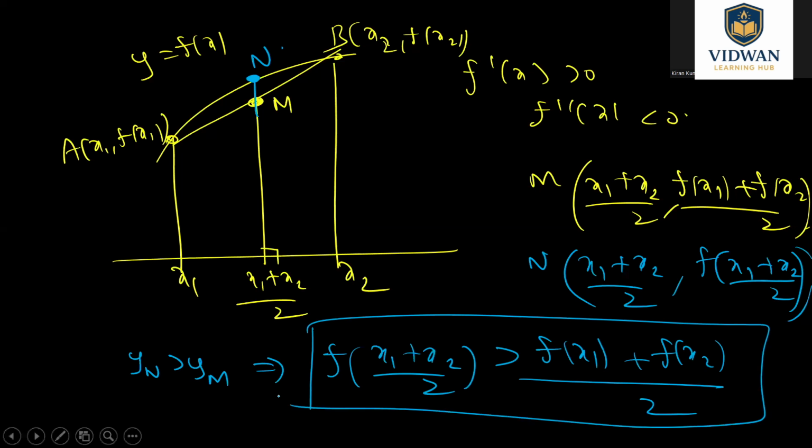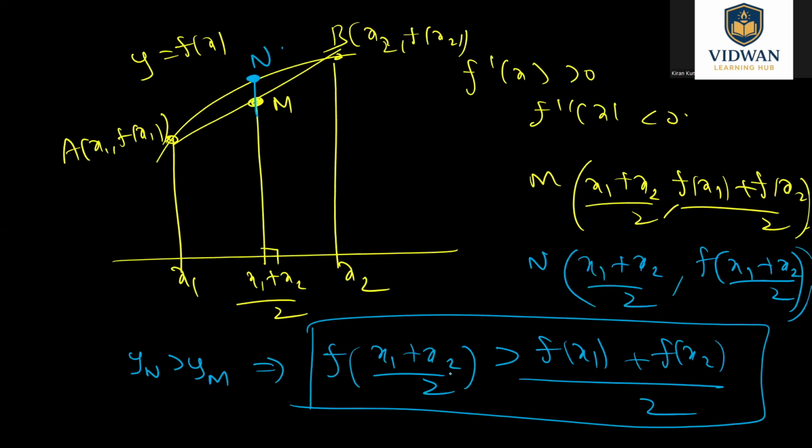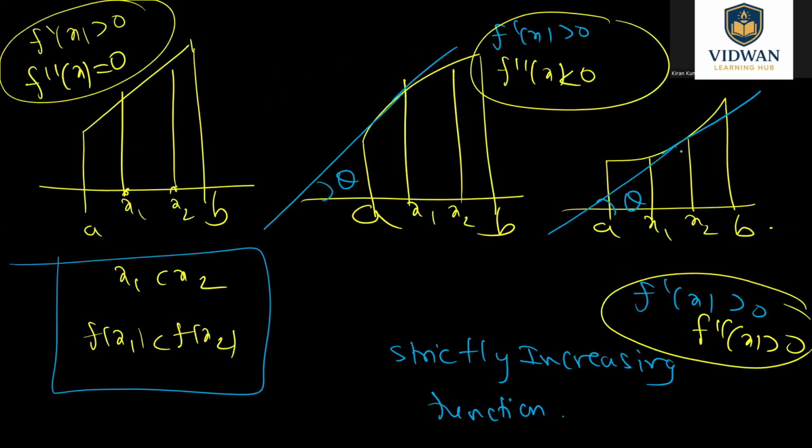So this you can note. I could have taken the third case also. I just took the second case as an example. For the third case also, we can take a similar example, but the inequality will reverse in that case. Because here n is above m. In this graph, n will be below m. That will change according to this condition, f double dash x.